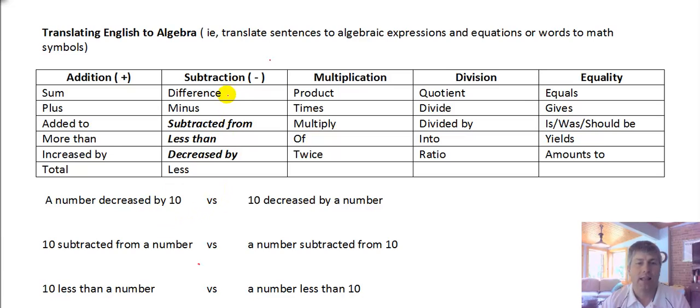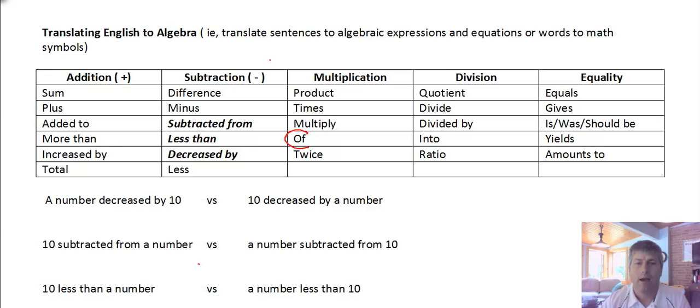Subtraction is a little more challenging. Subtracted from, less than, decreased by. We have to take a look at some of these because they are a little bit more difficult to translate. We have to be careful what comes first. Subtract 10 from 7, well, that's 7 minus 10, versus we could say 10 is subtracted from x. Well, that's x minus 10. So you've got to be careful with those kinds of things.